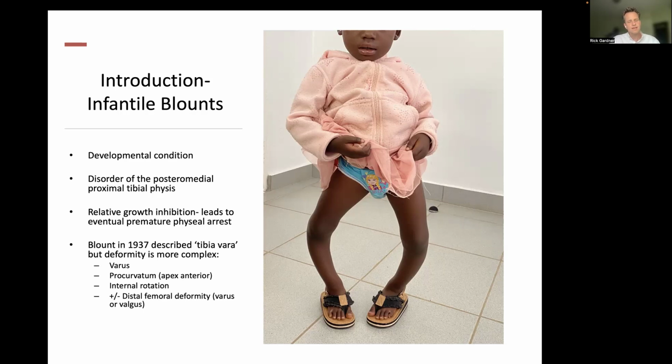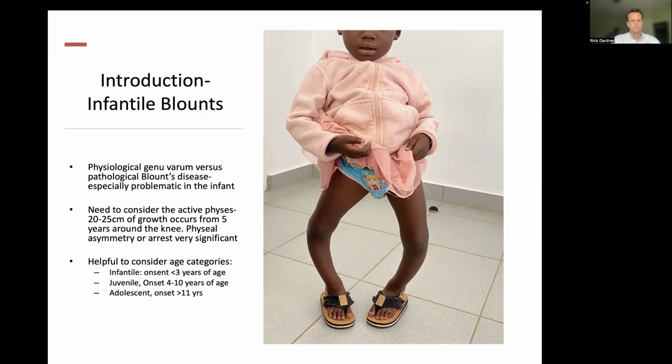There's a varus malalignment, there's procurvatum of the tibia, there's often significant internal rotation of the tibia, internal tibial torsion, and there can also be distal femoral deformity, which in some cases is varus, in other cases, in the later cases, can even be valgus.